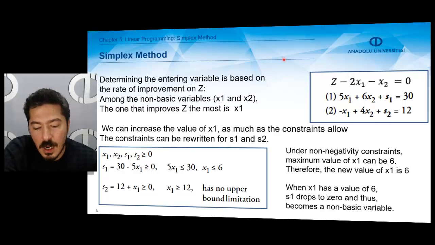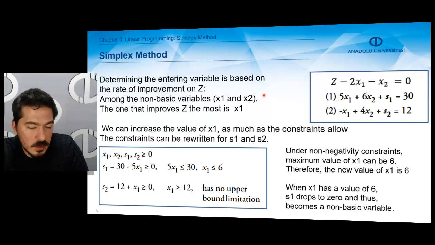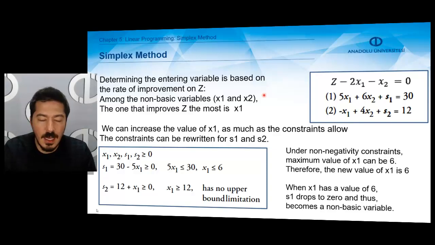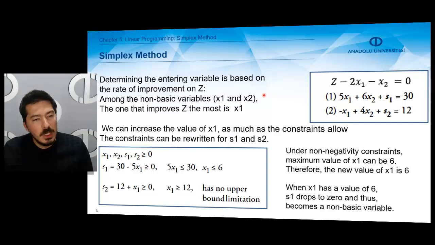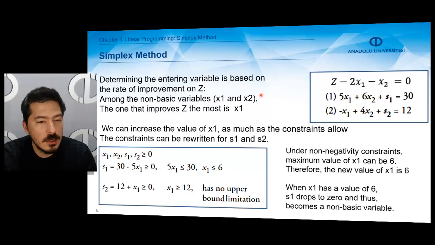If you remember our original form of the objective function, it is z equals 2 times x1 plus x2. In that equation, x1 has a higher coefficient when compared to x2. That means an increase in x1 results in a higher increase in z when compared to x2. We can increase the value of x1 as much as the constraints allow. The constraints can be rewritten for s1 and s2.